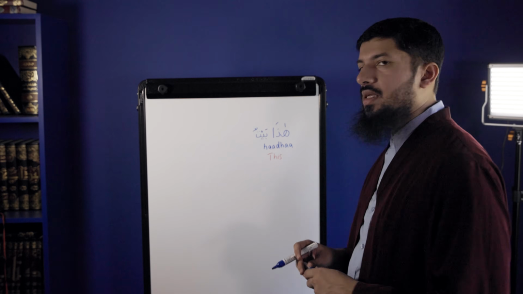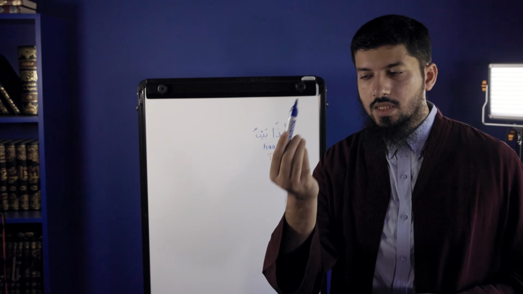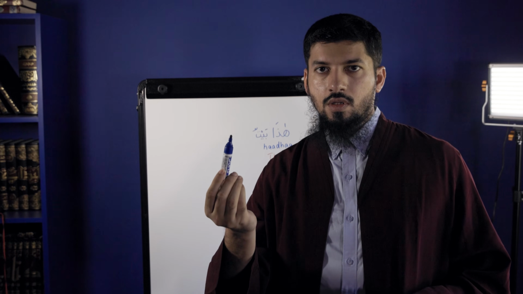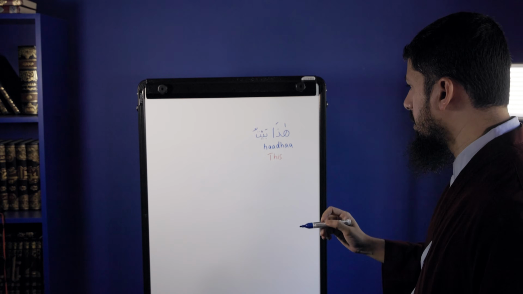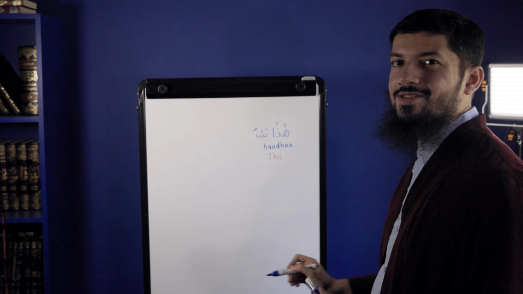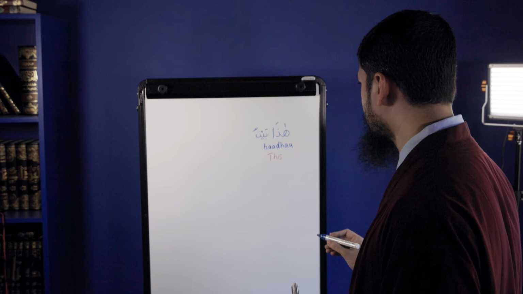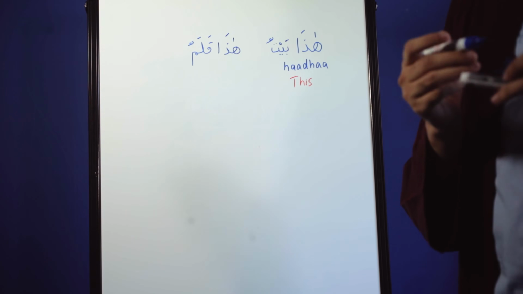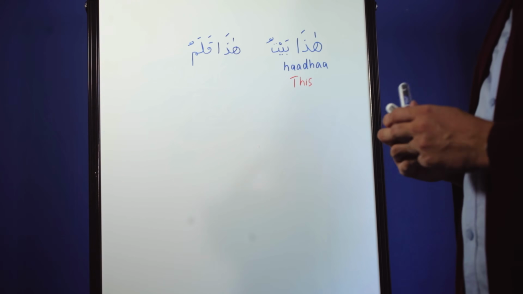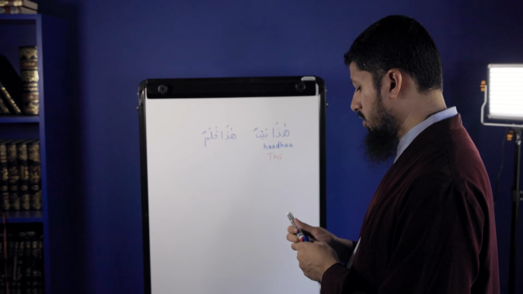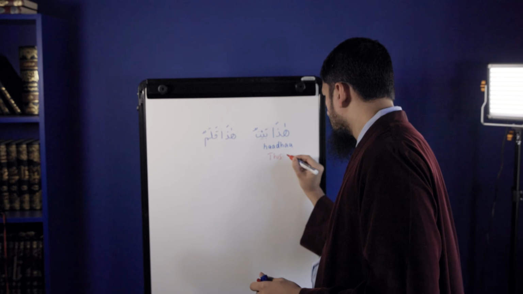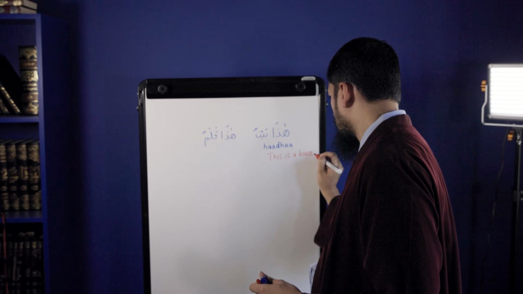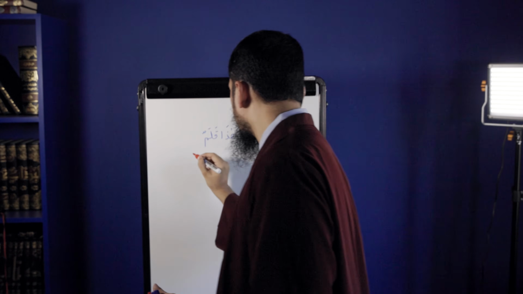Now if you want to say this is a pen, this is a pen. The word for pen is قلم. So now we use هذا and change the word from bayt to qalam. So it becomes هذا قلم. Okay, so هذا بيت. This is a house. Okay, and هذا قلم.